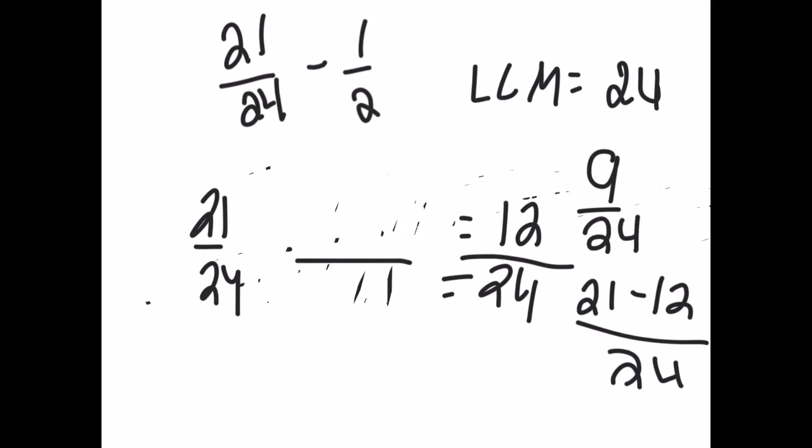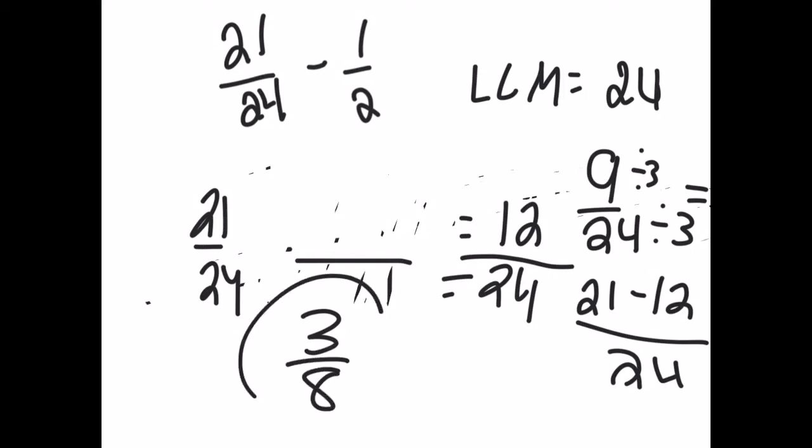And you can simplify this if you divide both the numbers by 3. It'll be 3 over 8. And 3 over 8 will be your final answer.